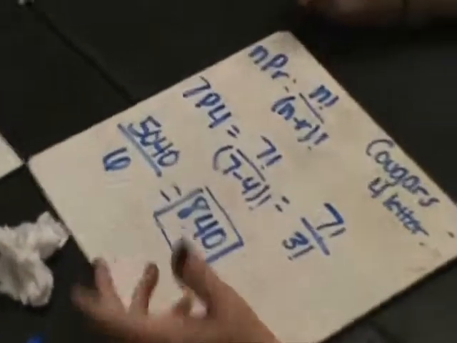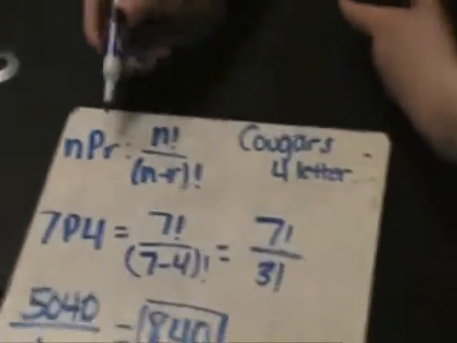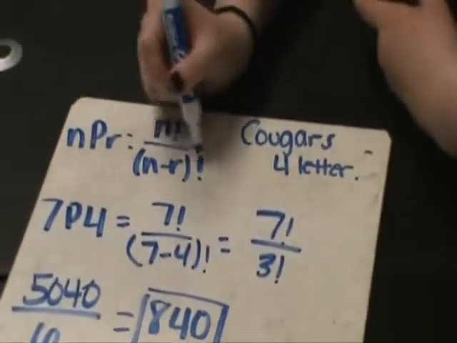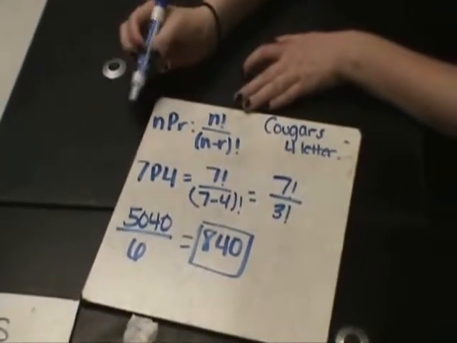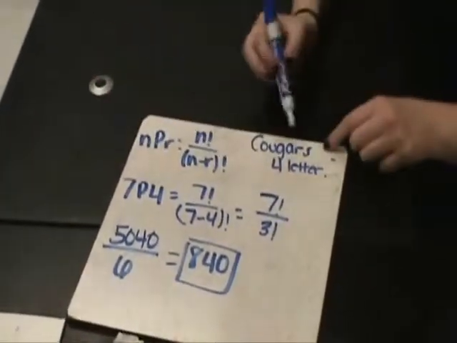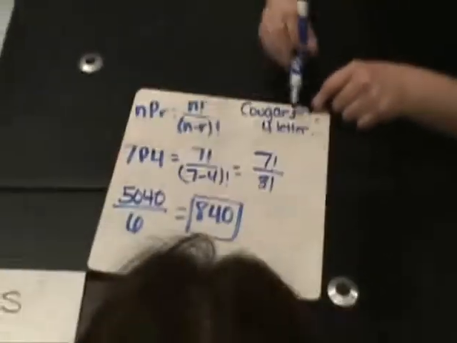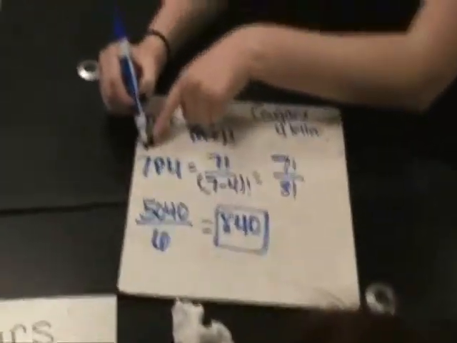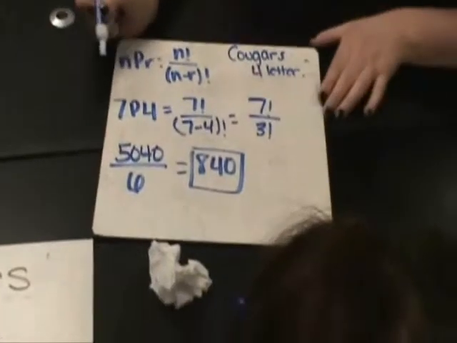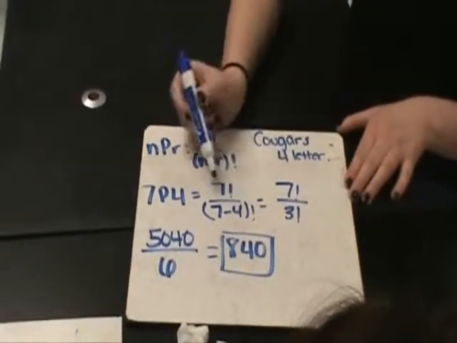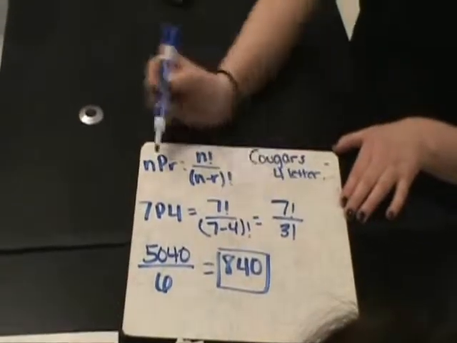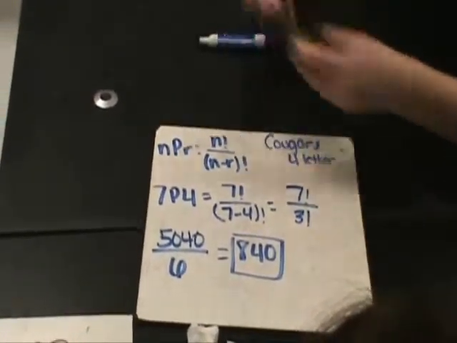The permutation formula is nPr, and what you're basically saying is n factorial over n minus r factorial. There are 7 letters in cougars, and you're trying to find 4-letter words, so you put 7 as n and 4 as r. Then you put it into the formula: 7 factorial over 7 minus 4, which is 3, so it's 7 factorial over 3 factorial, and then you just put it in your calculator.